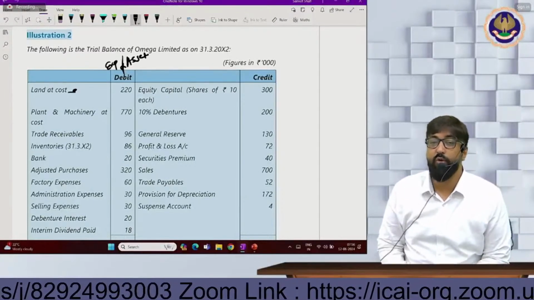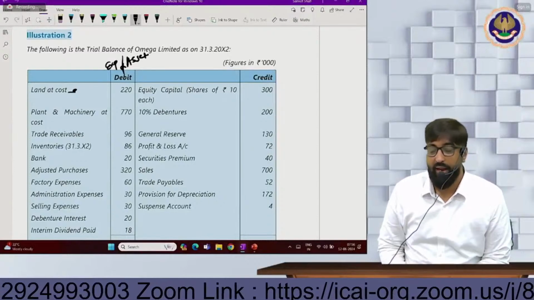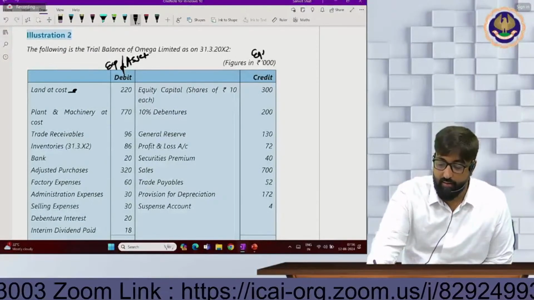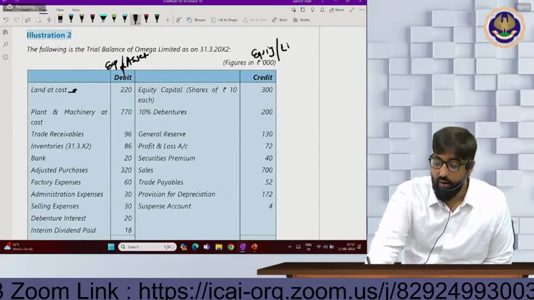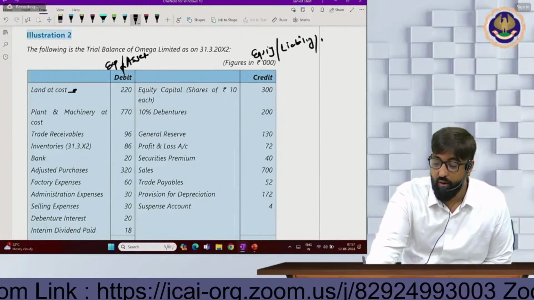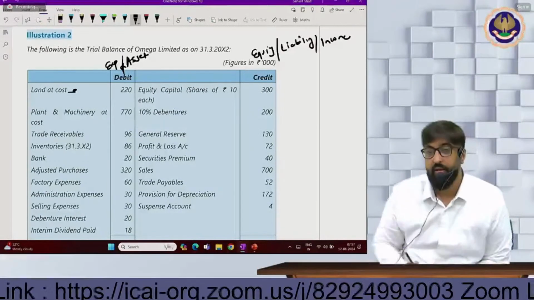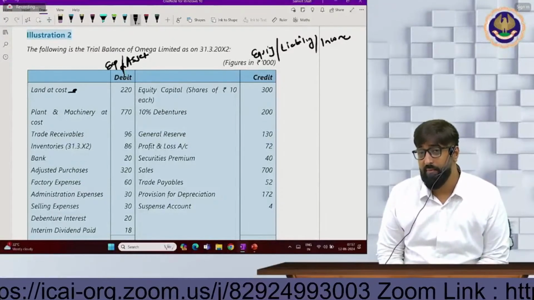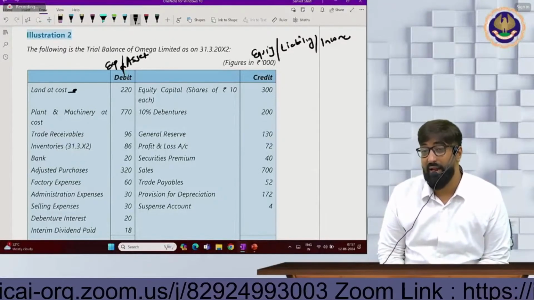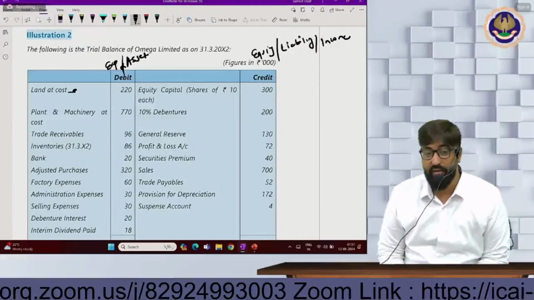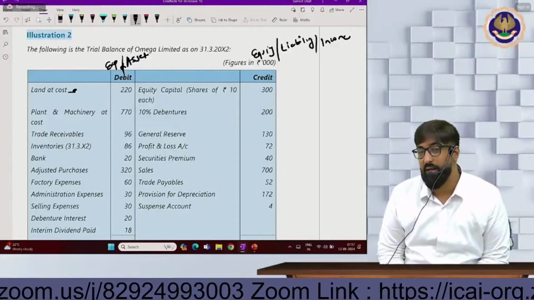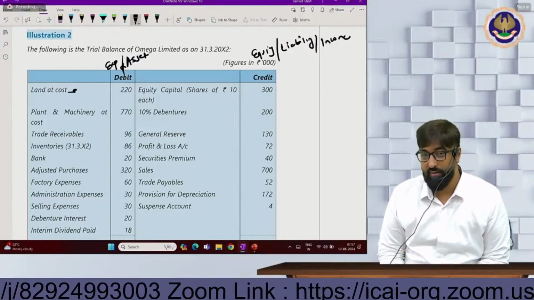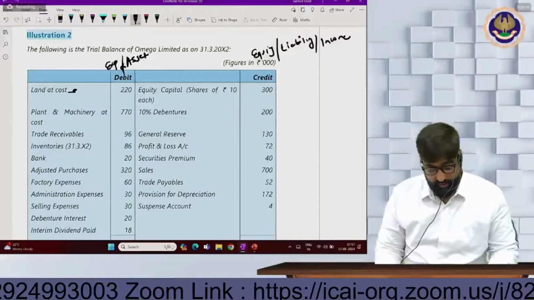Expense means you are going to write it in P&L. Expenses as debit balance or asset as debit balance. And these are either equity or liability or income. Credit means that. So you just have to identify whether this is my income or expense, or whether this is asset, liability or equity. Then you have to put down all these amounts in your profit and loss account. Correct? So let's check it.